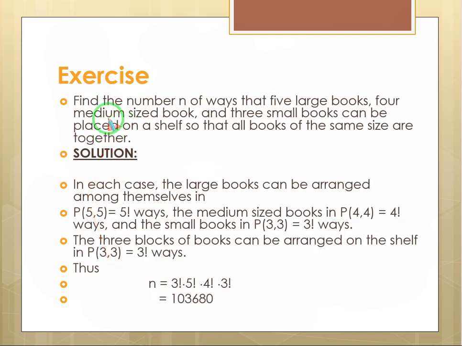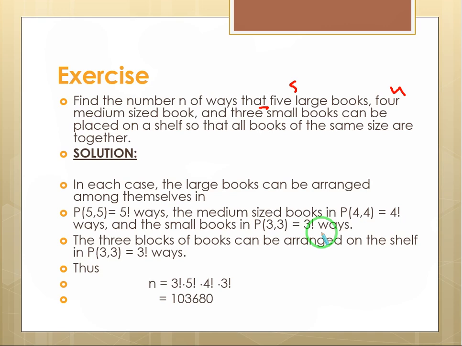Coming to another example: find the number of ways that 5 large books, 4 medium books, and 3 small books can be placed on a shelf so that all books of the same size are together. Again the same thing. First of all, for the large books, the total number of books is 5, so the number of permutations can be 5 permutation 5. This is 5 factorial divided by 5 minus 5 factorial, which is equal to 0 factorial. So for the large books we have 5 factorial ways. Same for the medium books, 4 factorial, and for the small we have 3, so it will be 3 factorial ways.